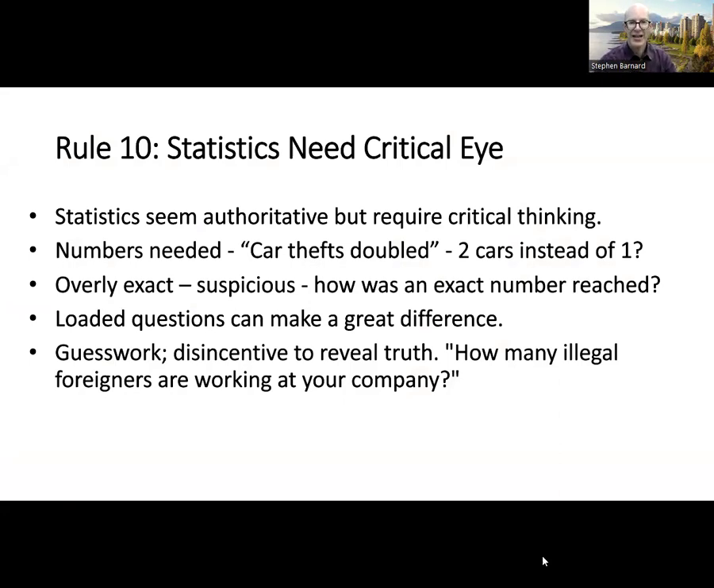Okay, next we're going to go on to statistics. So I think I'm going to have to go into my third one here. Moving on. Stats. All right.